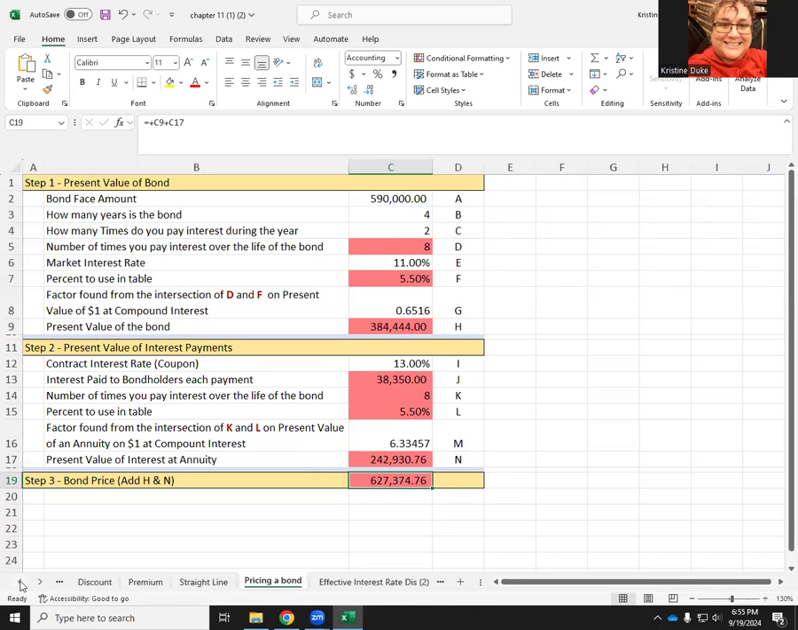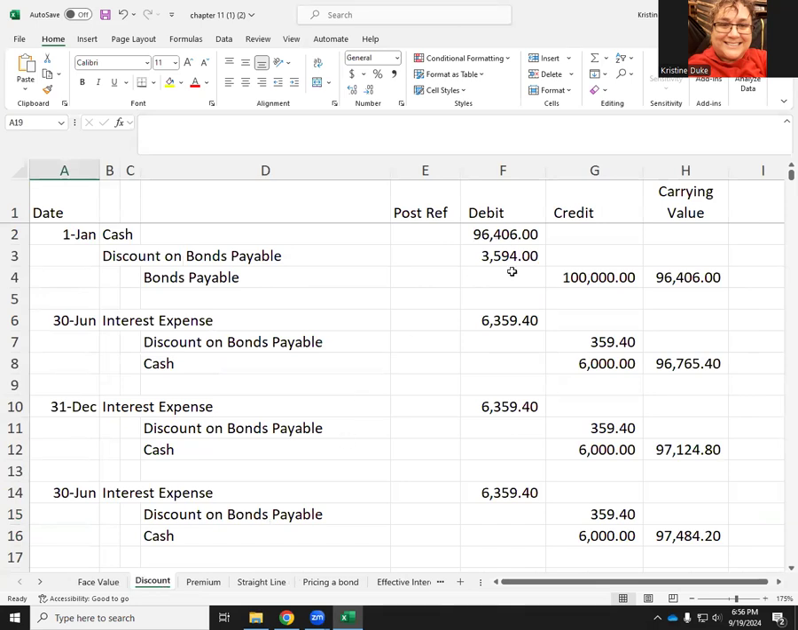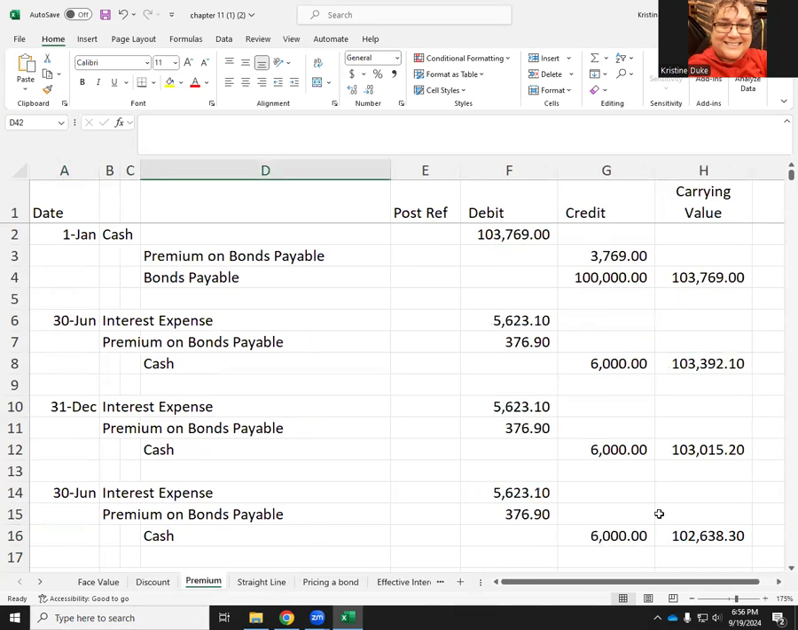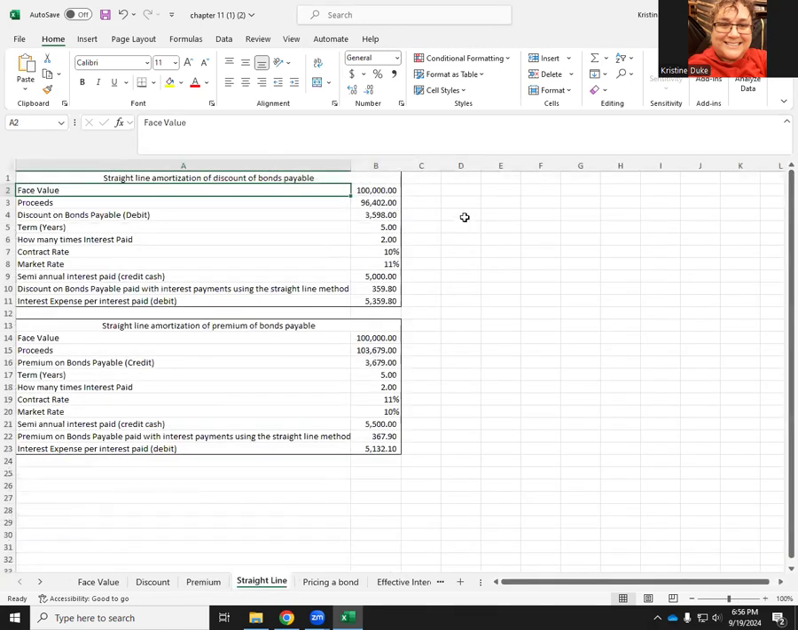So I'm going to show you a couple other things here. So here's my face value. This is a bond issued at face value, and this is the payments over the life of the bond. This is a bond issued at a discount. These are all the journal entries, so you guys don't have to think about it. And this is what it looks like over the life of the bond. This is a premium. This is like that. Okay.